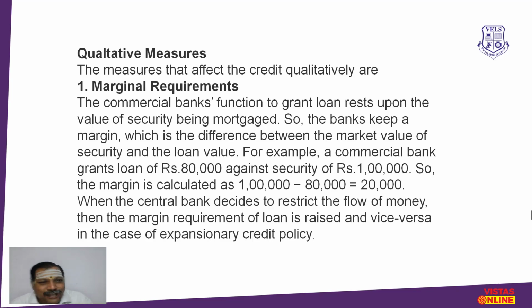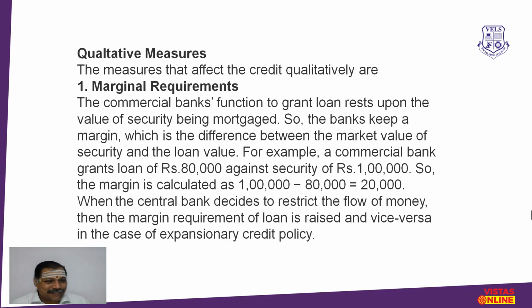Now, we will move to the qualitative measures. There are 5 to 6 measures, but in this class, I am going to say only 3. The first one is the marginal requirements. The commercial banks' function to grant a loan rests upon the value of security being mortgaged. Collateral security, we used to call it as collateral security.